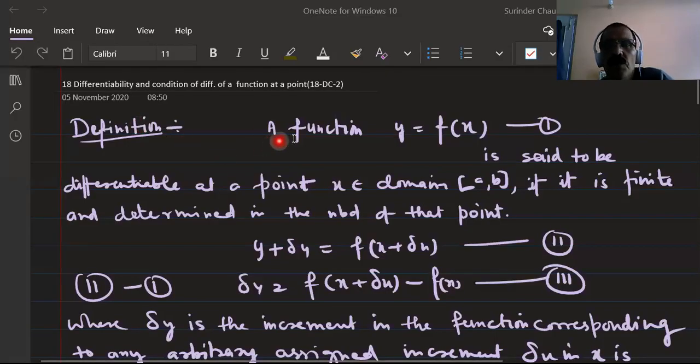Hello students, in this lecture we'll find another form of differential of a function at a point. In the previous lecture, we had discussed the differential of a function at a point or in an interval, which we had discussed in class also. That was known as first principle.